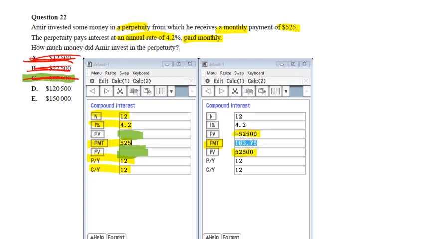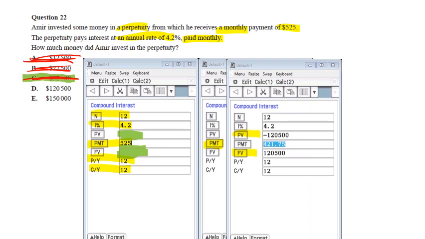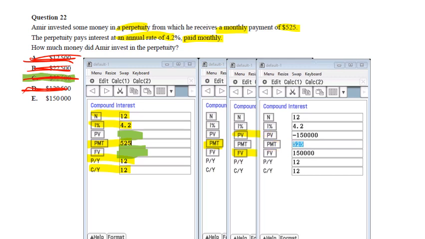Let's try the next one. So I did exactly the same thing, and this time I put in minus 120,500 and checked all the numbers, and I found that that was too low. Now that just leaves E, but sometimes you're in a bit of a panic mode in an exam, so let's check what E was. And E does work out. If you put those values in, you get the right number. You do in fact get a payment of 525. So the correct answer was E.